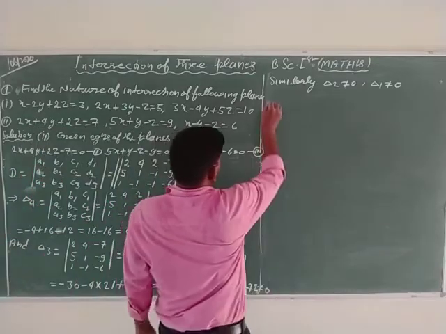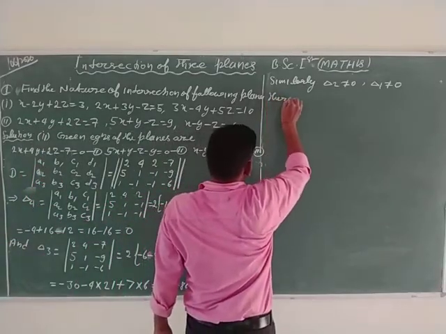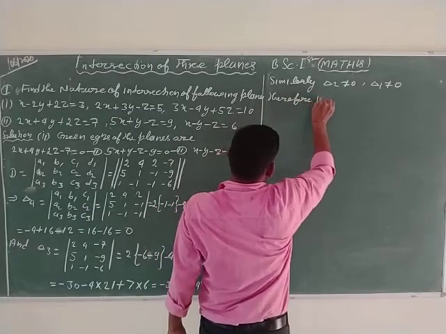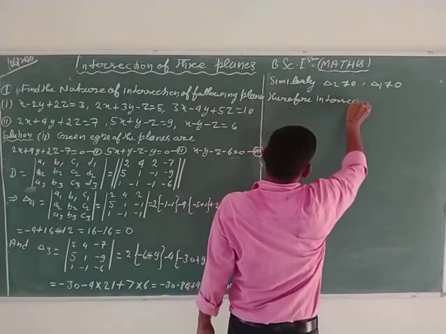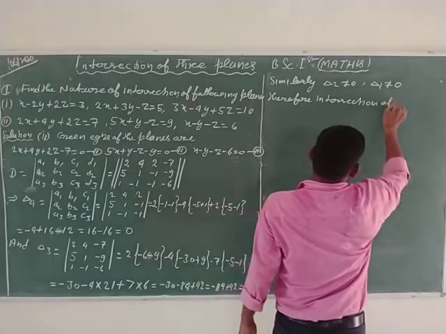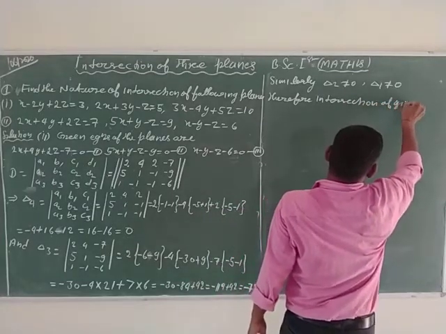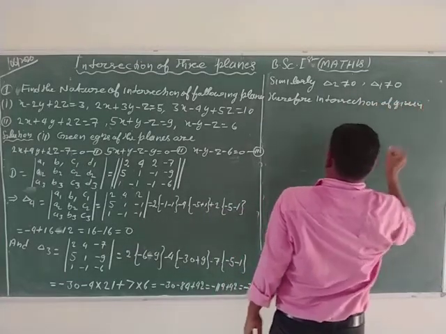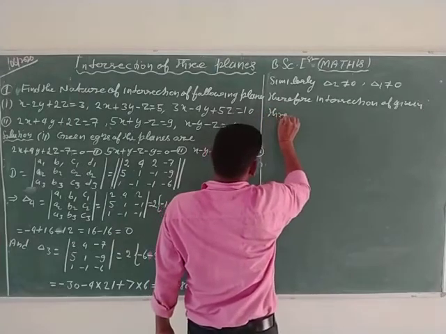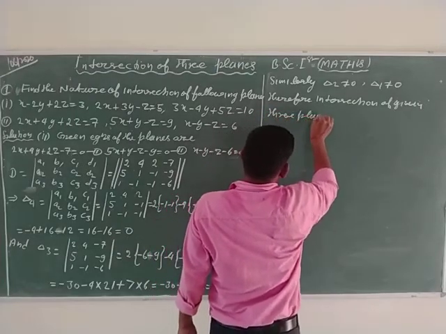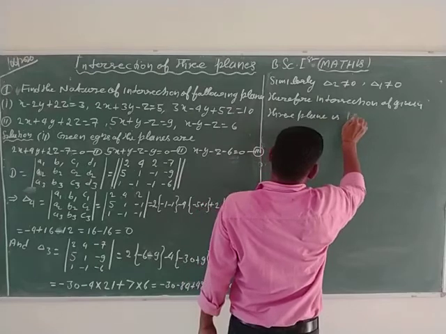So therefore, the intersection of the given three planes is a triangular prism.